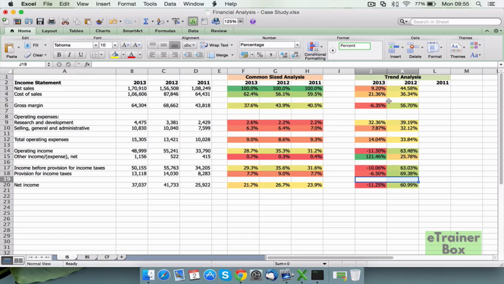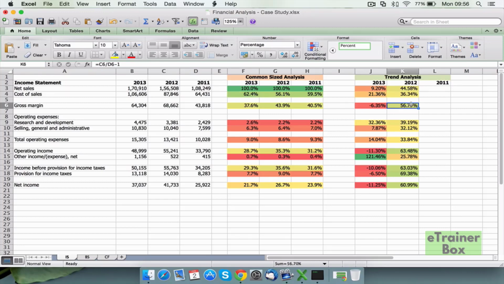So the trend analysis gives a different dimension to the analysis. So we can see here that between 2011 and 2012, the sales have gone up by almost 44%. This is amazing because 44% is a big number. However, again in 2013, the sales have gone up only by 10%. Not as good as 2012. So year 2013 has been sort of an average because your sales have not gone up by much. At the same time, the cost of sales have also increased, as we found in the common sized analysis.